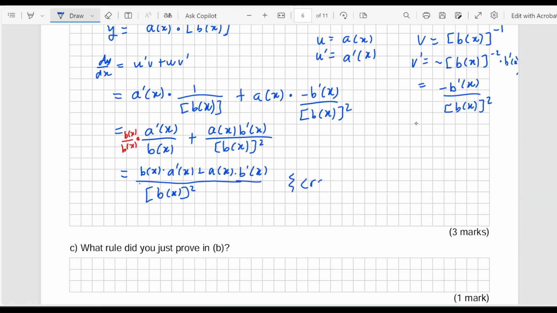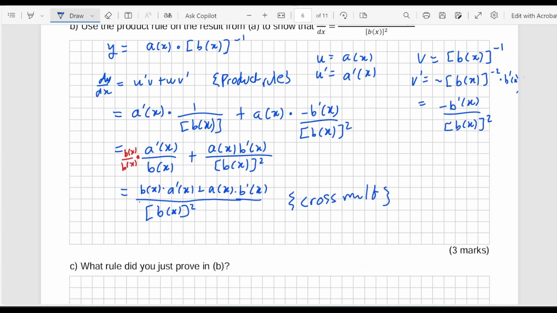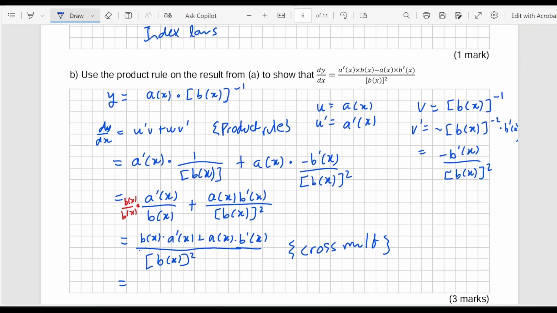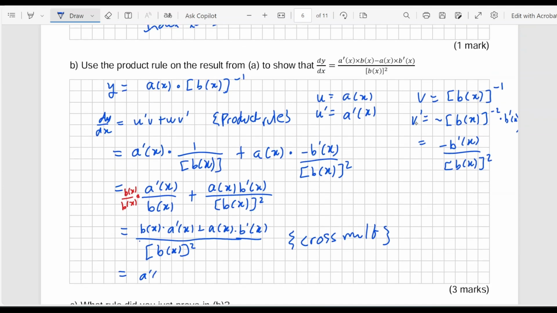So this is cross multiplication. And then here, since we're doing a proof, we should say product rule. All right. Then we can just rewrite it how they wanted. So they wanted the a' first, and then the a first here as well. So this is going to be rearrange. And then this is as required.